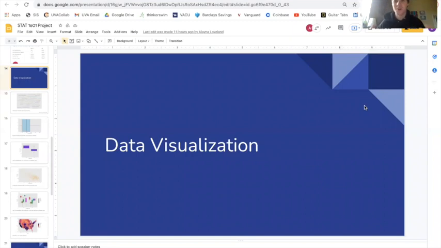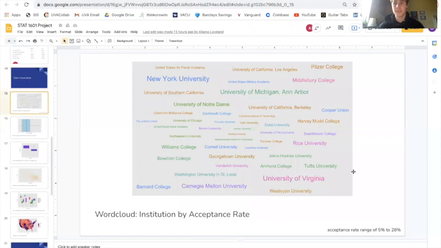Hey guys, so I'm Ben, and right now I'm going to walk you through a little bit of the data visualization that we did for the Forbes Top Colleges in America in 2019 list. So we made a couple graphs to display the data.